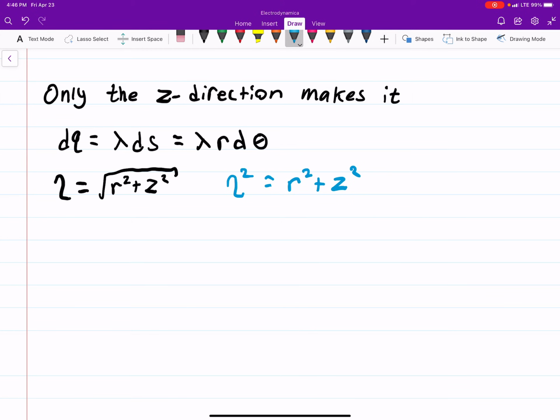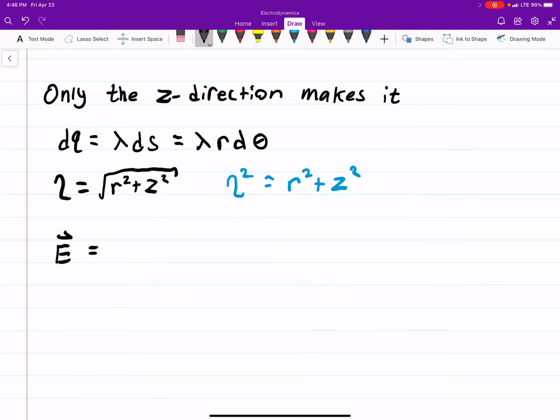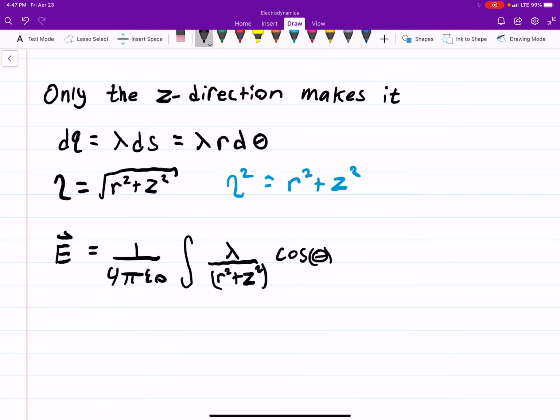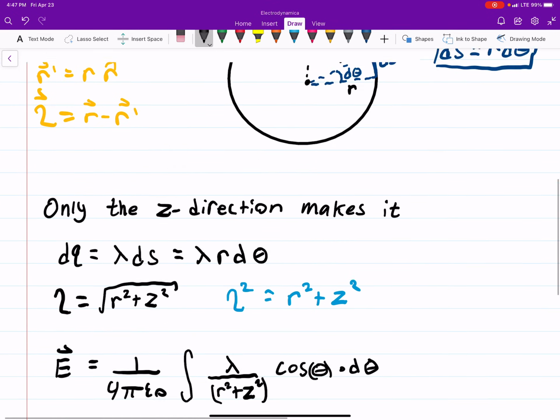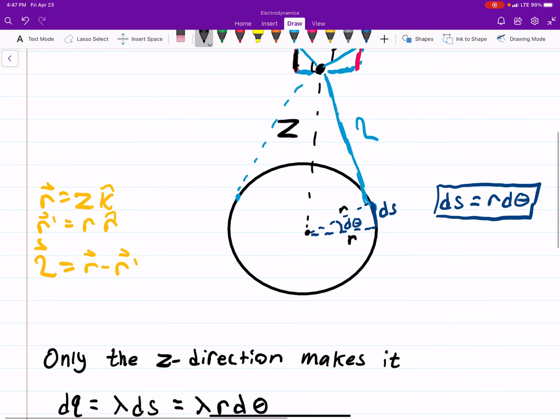Okay? So our E field is equal to 1 over 4 pi epsilon naught. That's our constant. Integrating, we'll come back to that. Our dq over script r squared. And then what we're going to do is multiply by cosine theta, and then we have the d theta here. Why are we multiplying by cosine theta? Well, this is to get our direction. So we just want the z component here. We just want that part.